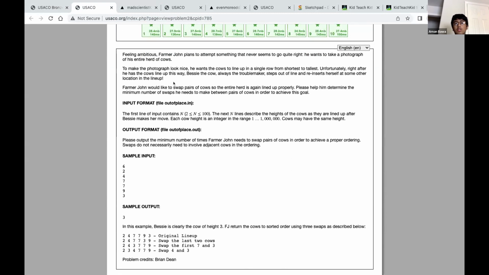Okay, so what happens is Farmer John wants to, again, take a photograph of his entire herd of cows, and he lines them up in sorted order, from shortest to tallest. But what happens is Bessie steps out of the line and reinserts herself at a random location. And he wants to swap pairs of cows so that the entire herd is ordered again. And he wants to find the minimum number of swaps he has to do in order to achieve his goal.